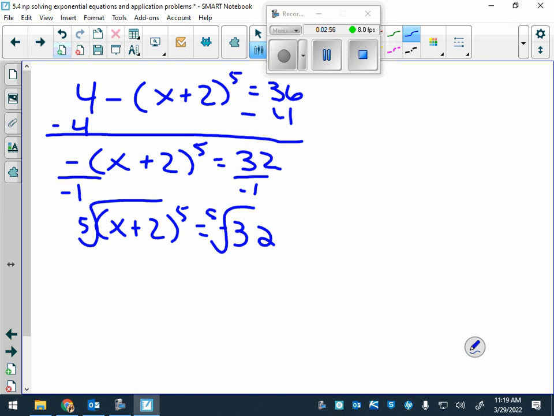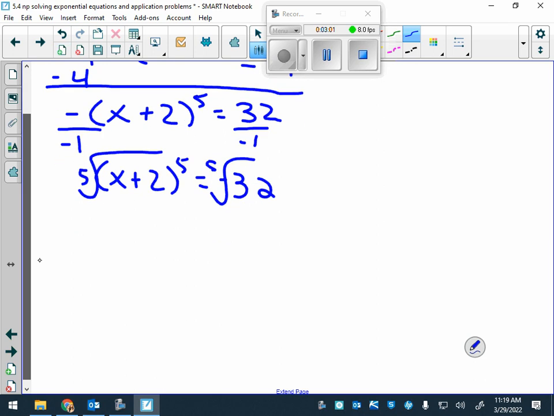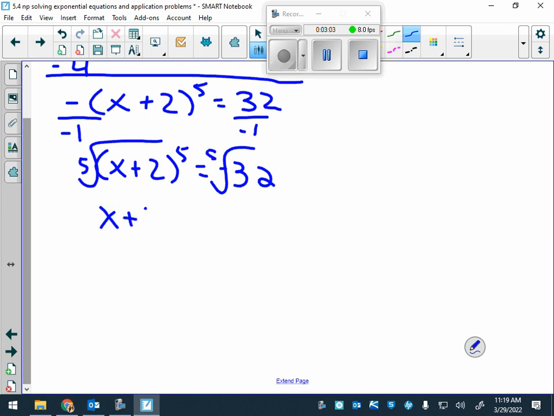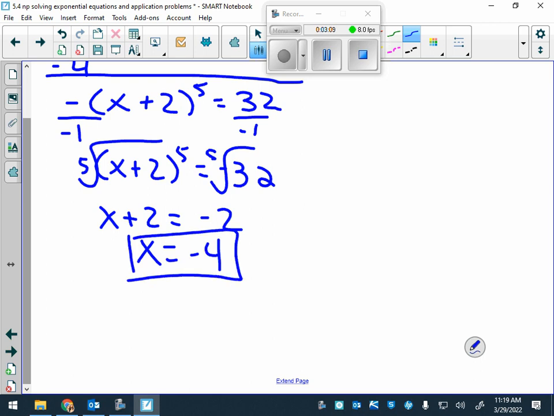When you take an odd root, either positive or negative, you get what you get. You see exactly what you get. So x plus 2 equals negative 2. X equals negative 4, which did work. So x equals negative 4 is your solution.